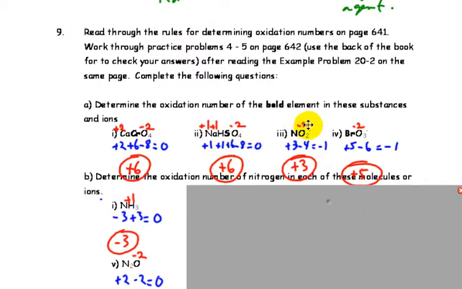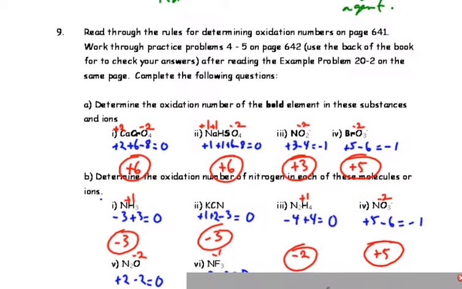Oxygen, -2, times 4 is -8, but we notice here this ion must have a charge of -1, so all the nitrogen must be +3. And I only have one nitrogen, so each nitrogen is +3. Over here, again, oxygen is -2, 2 times 3 is -6. I need to have a charge of -1 though, so bromine must be +5.